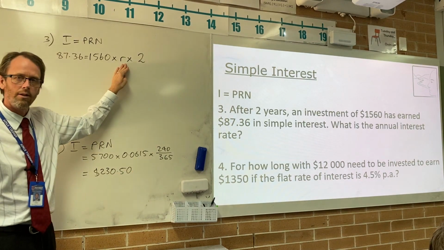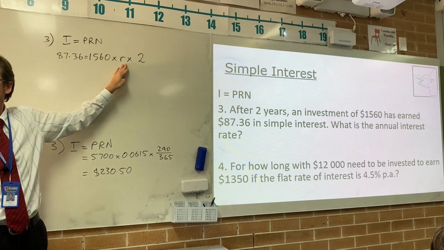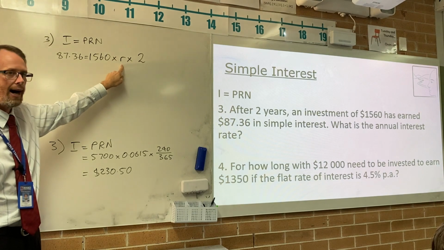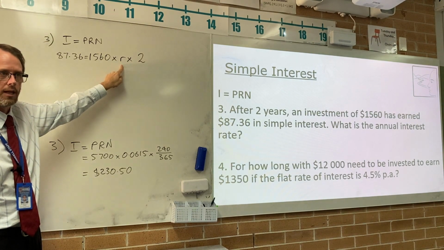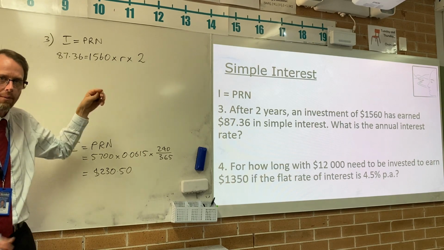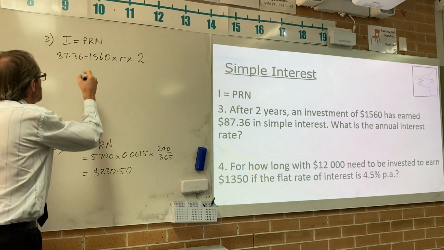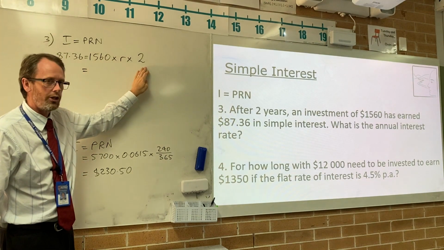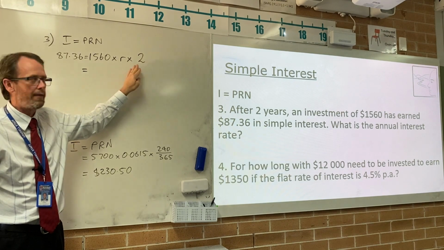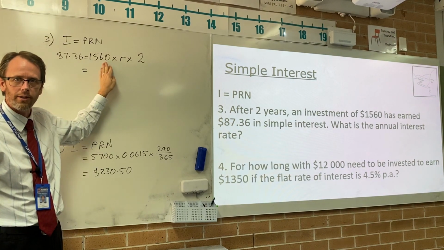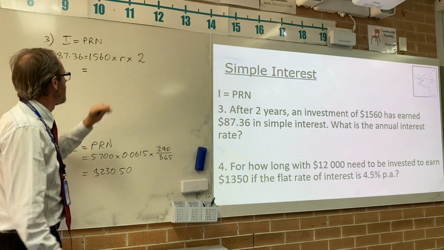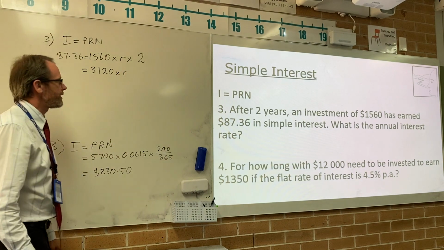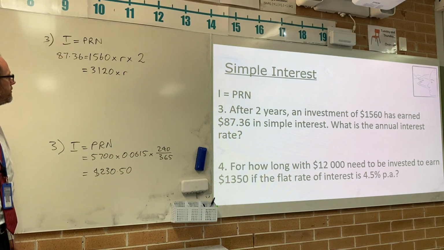Now this should remind us of our algebra from earlier. And we've got to find a way to find R on its own. Now, one of the things I like to do sometimes is just to simplify the numbers a bit. So let's simplify it so we can see it a bit more clearly. 1,560 times 2. Now, 1,500 times 2 is 3,000. So it should be 3,120. So we've simplified to 3,120 times R.